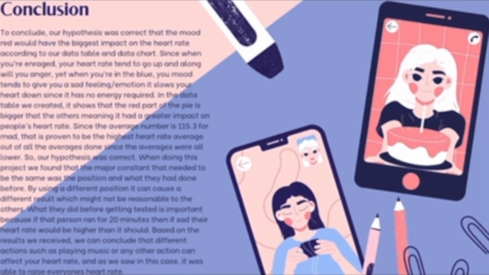Since when we're enraged, our heart rate tends to go up along with our anger, yet when you're in the blue, your mood tends to give you a sad feeling and emotion, which slows down your heart rate. Basically, to end our experiment, we want to say that our hypothesis is correct, that once you are angry, your heart rate beats faster.